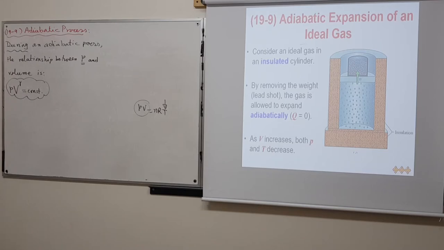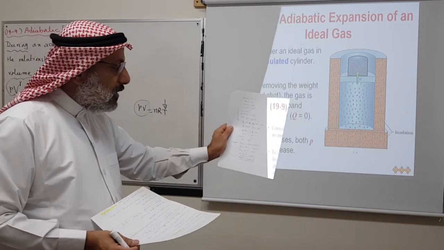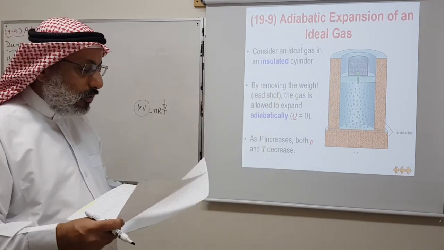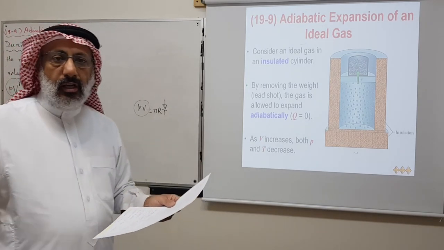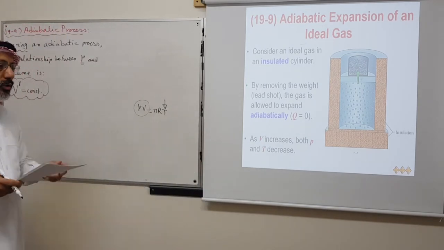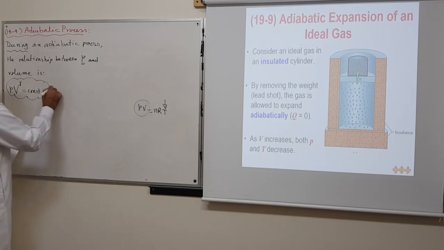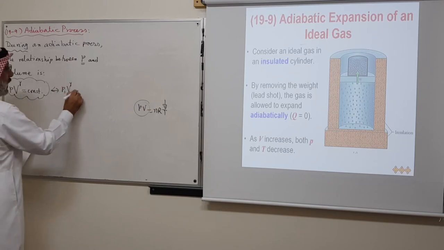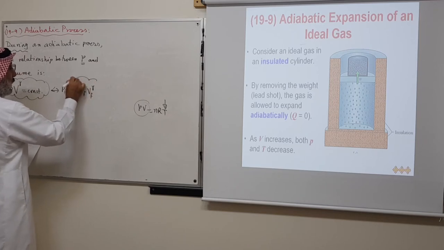I am putting this without derivation. The derivation is very nice, really. It depends on the combination of the ideal gas law and the first law of thermodynamics. So I may put this derivation at the end of the lecture for you to see how we got this relationship. Now this can be written as P initial, V initial to the power gamma at the beginning of the process is equal to P final, V final to the power gamma.